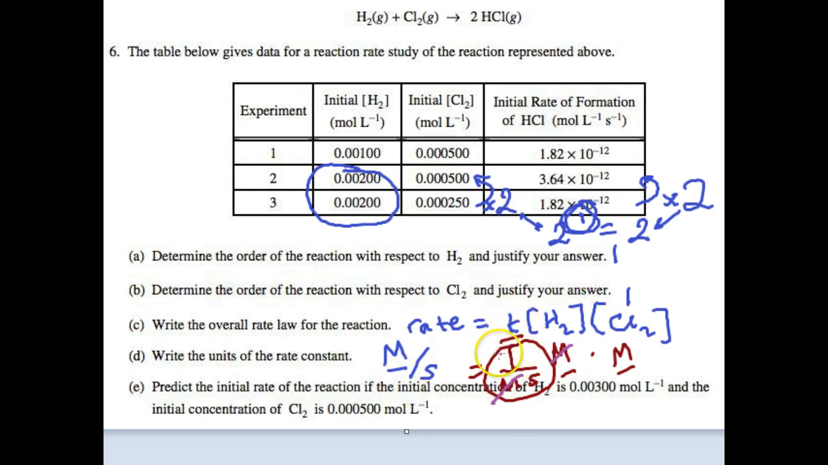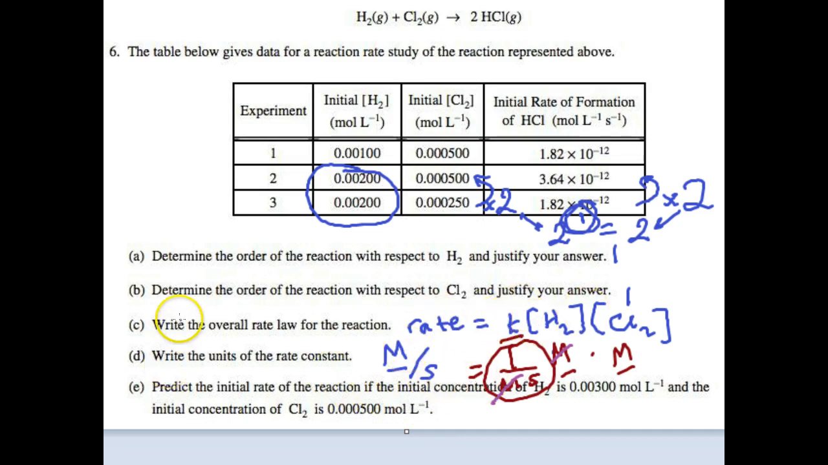So anyways, predict the initial rate of the reaction if the concentration is 0.003 molar, and the initial concentration of chlorine is 0.0005. Okay, so they just want you to solve for the rate.